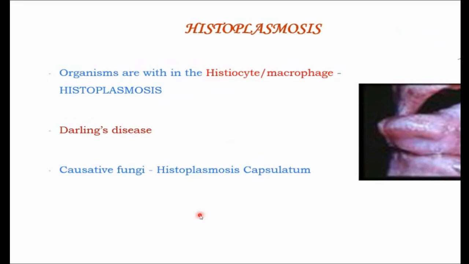The second fungal lesion is histoplasmosis, because it causes deep fungal infection. So I just wanted to discuss it. It's very small information which I want you to know. These are organisms which are seen within the histiocyte or the macrophage. As you know, they're a part of the immune system, right? That's why it's called histoplasmosis. You will see the fungi within the histiocyte. It's also called Darling's disease, that's the other synonym. And the causative fungus is Histoplasma capsulatum.